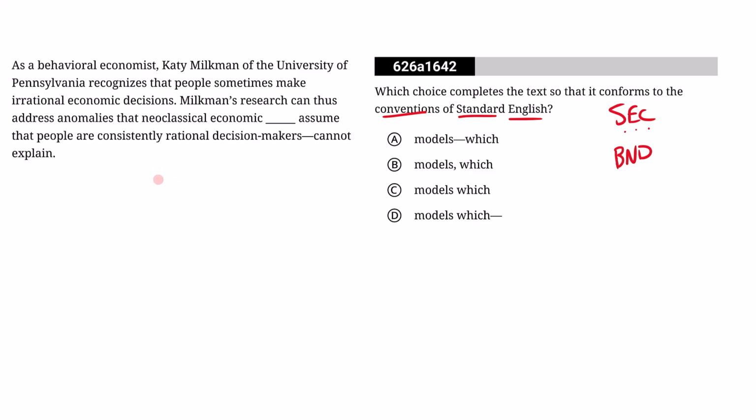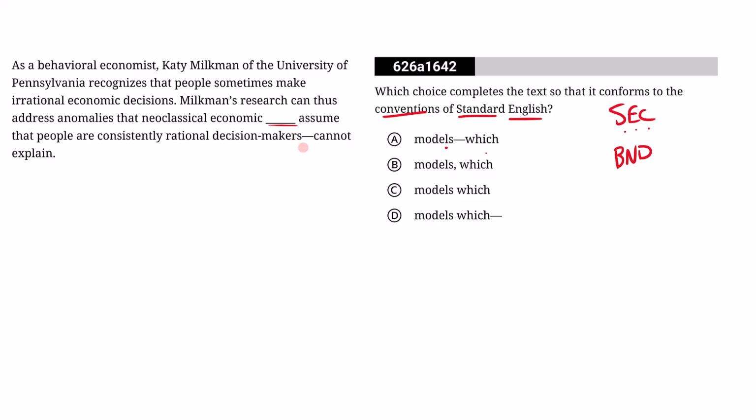Let's start by reading the text as quickly as possible. As a behavioral economist, Katie Milkman of the University of Pennsylvania, go Philly, recognizes that people sometimes make irrational economic decisions. Milkman's research can thus address anomalies that neoclassical economic models, which assume that people are consistently rational decision makers, cannot explain. Just fill in models and which in the blank, since we know those words will go in the blank.